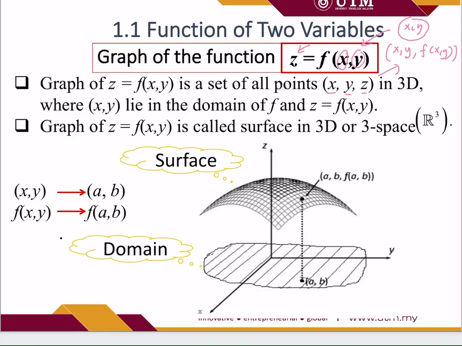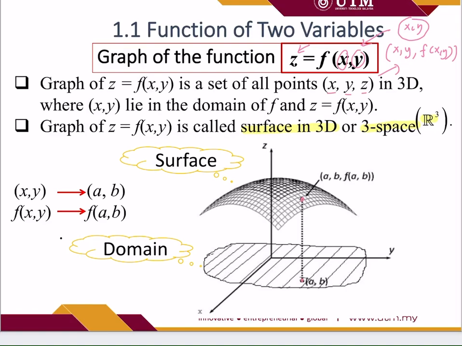The graph of z equal to f(x, y) is called a surface in 3D, or we call it a surface in R cubed. That is the notation for the graph. So this is the domain, we have here the domain (a, b), and it projects to a point on the surface here, (a, b, f(a, b)).